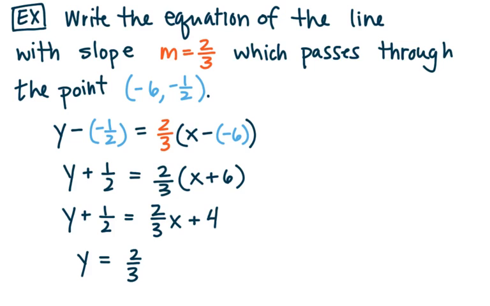Y equals 2/3 x plus 4. That would be minus 1/2 when I use the additive property of equality to move that to the other side. And 4 minus 1/2, that's 8/2 minus 1/2. We've got positive 7/2.